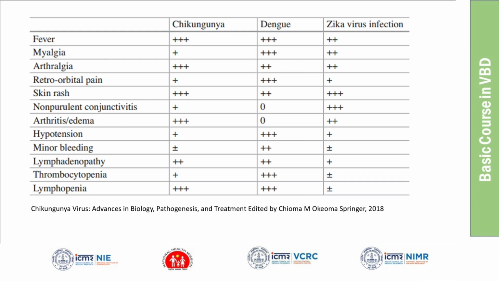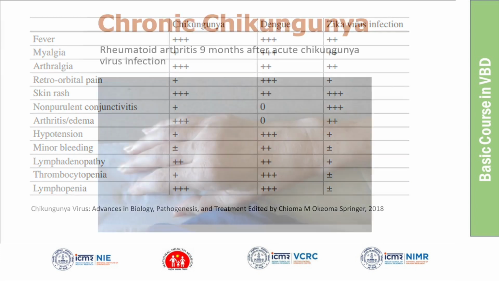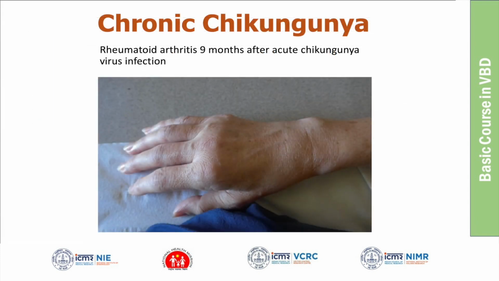What about thrombocytopenia? Thrombocytopenia means low platelet count. We all know that in dengue the platelet count will be less. Any questions, or shall I move to the next slide? This is important, because in the field, based on symptoms, we should be able to differentiate dengue and chikungunya.